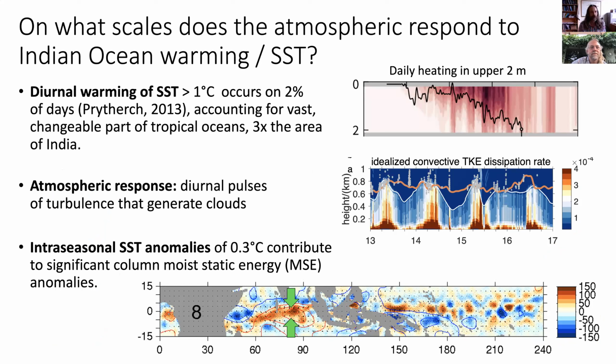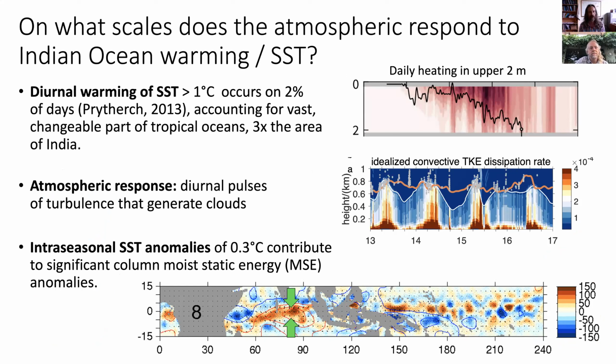So I really liked the introduction by Craig, for example, so I'm going to ask, on what scales does the atmosphere or atmospheric intraseasonal oscillations respond to the Indian Ocean warming and the sea surface temperature. And I'm going to just provide two examples in this talk, although there are many others.